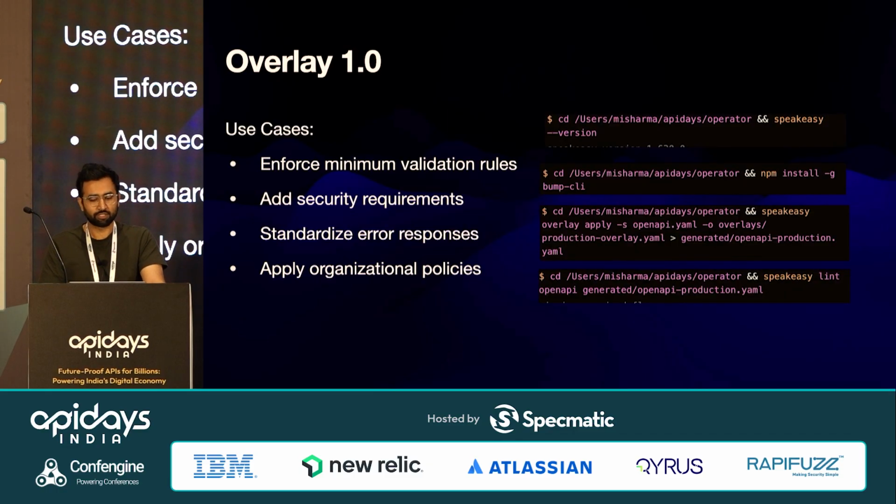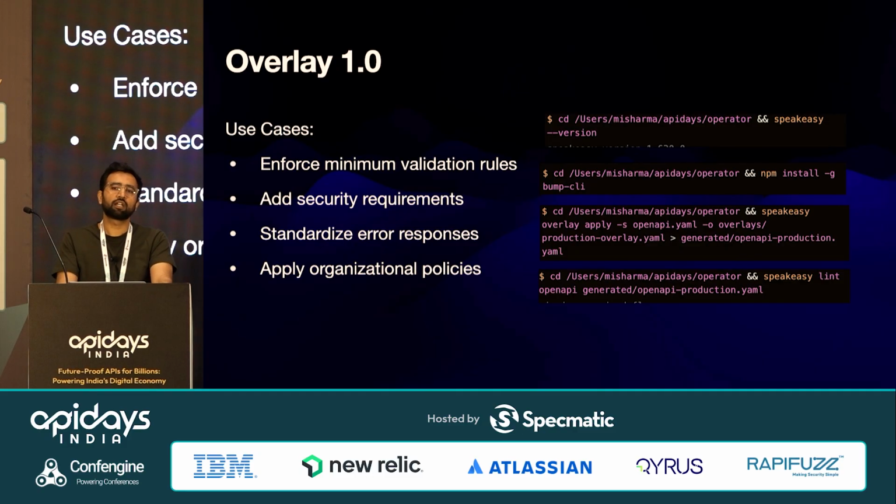On the screen you can see we are using Speakeasy. The CLI tool is available, or you can use the NPM package as well. You just need to run this command, overlay apply, and give the OpenAPI YAML as an input, on the basis of which you will generate the production overlay YAML file. You can apply linting as well with the help of Speakeasy, and it will give you a well-formatted YAML file.